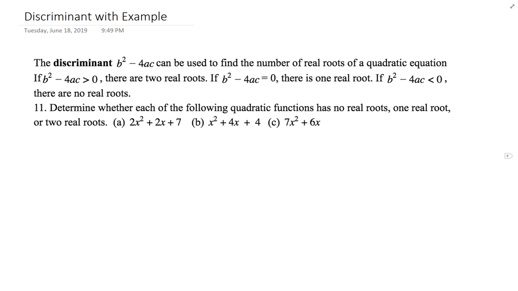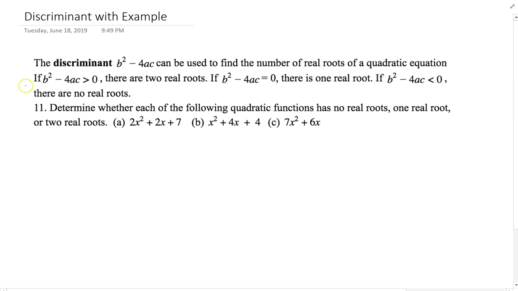Now let us talk about a special thing called a discriminant. The discriminant is the quantity that's underneath the square root sign in the quadratic formula, and that part is b squared minus 4ac. This can be used to find the number of real roots of a quadratic equation.